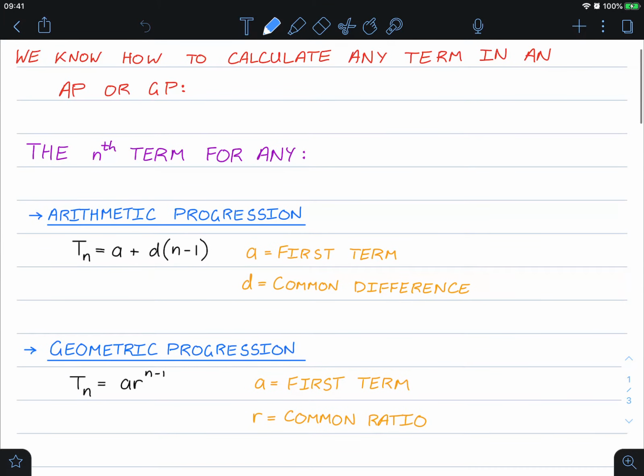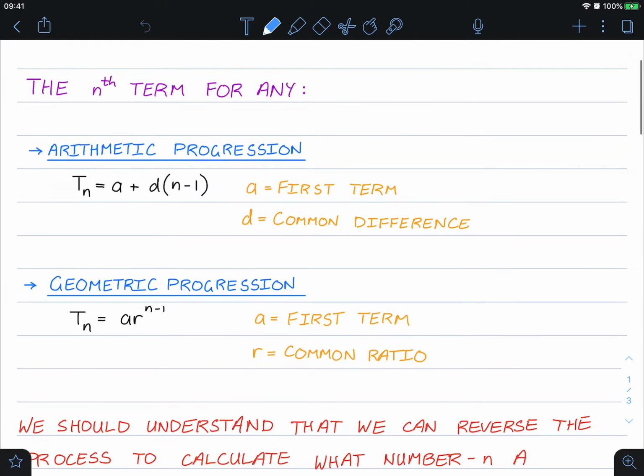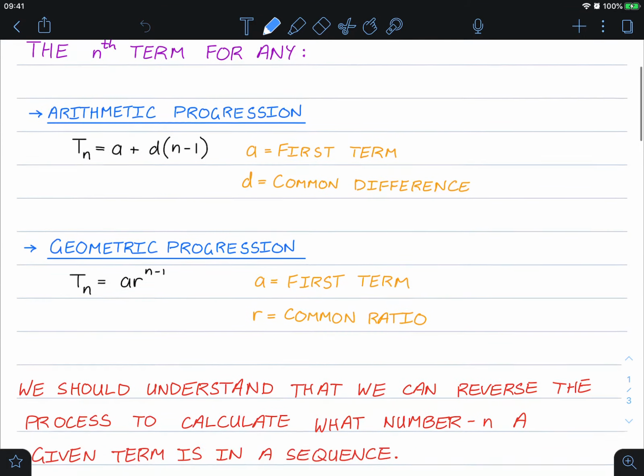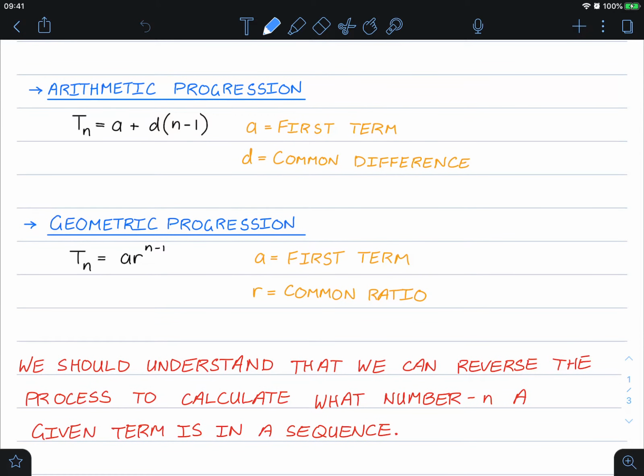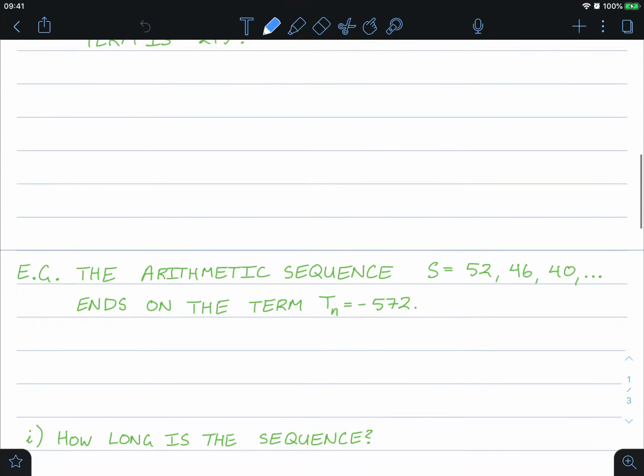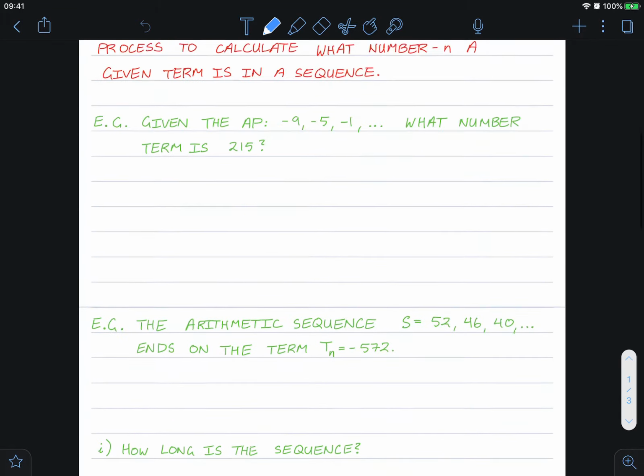So we know how to calculate any term in an arithmetic progression or geometric progression. We saw these two formulae in the previous video. But we should understand that we can reverse the process to calculate what number n a given term is in a sequence. So this should be a short video, so let's get right to it.